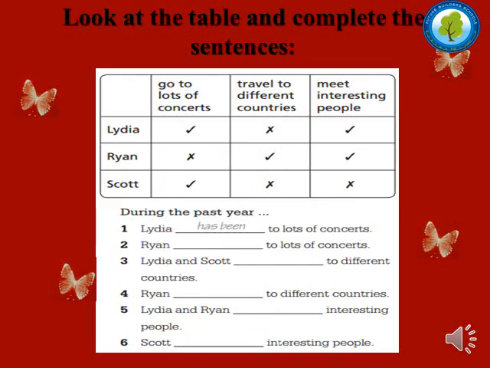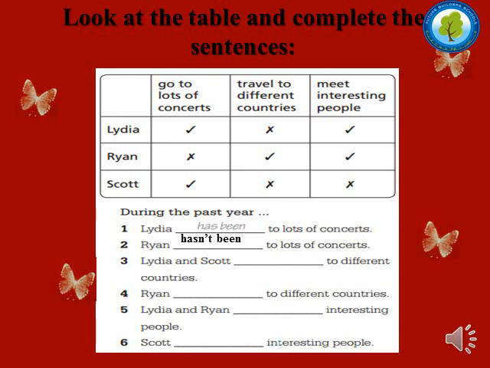Now, look at the table and complete the sentences. We have Lydia, Ryan, and Scott, and we have some actions that they have done or haven't done. Let's see. Go to lots of concerts. Travel to different countries. Meet interesting people. During the past year, Lydia has been to lots of concerts. Ryan, let's go and look at Ryan. Ryan, he has an X. Go to lots of concerts. So Ryan hasn't been to lots of concerts.